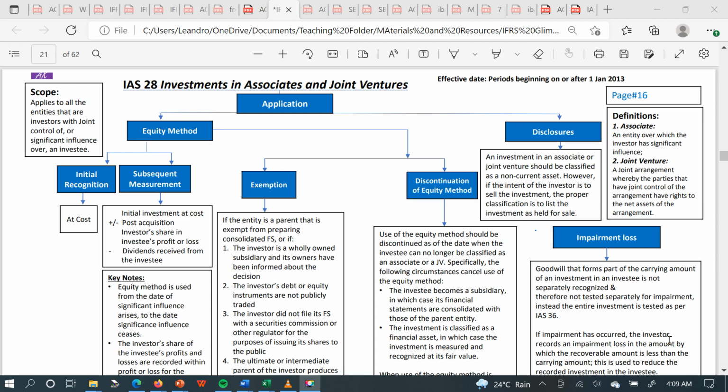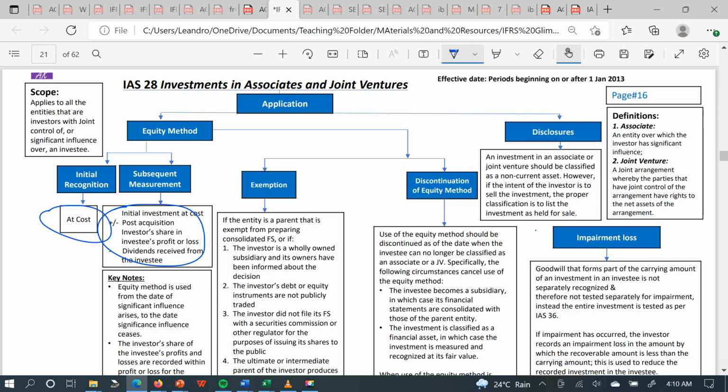Then subsequently add to the cost or subtract from that cost the post-acquisition investor's share of profit or loss. So start with the cost of investment and subsequently add the investor's post-acquisition share of profit or loss. If the investor receives any dividend, you deduct it from the investment. This whole calculation we are discussing here, we'll see a bit more detail of it. This whole calculation is the equity method.